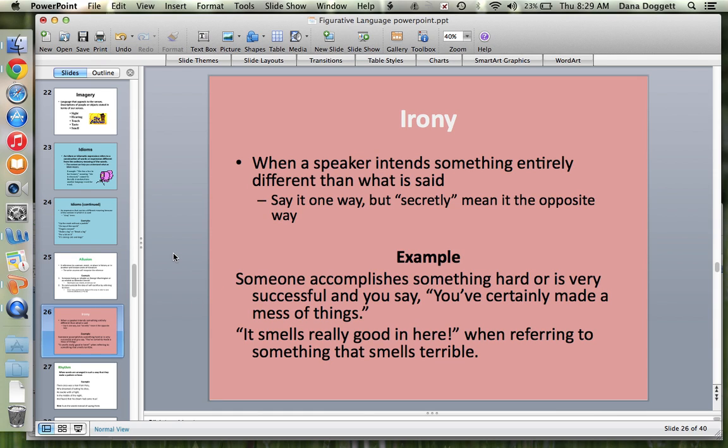Irony. You all are very good at irony because you all love sarcasm. So it's when a speaker intends something entirely different than what is said. So maybe it's said in one way, but secretly it means the opposite.